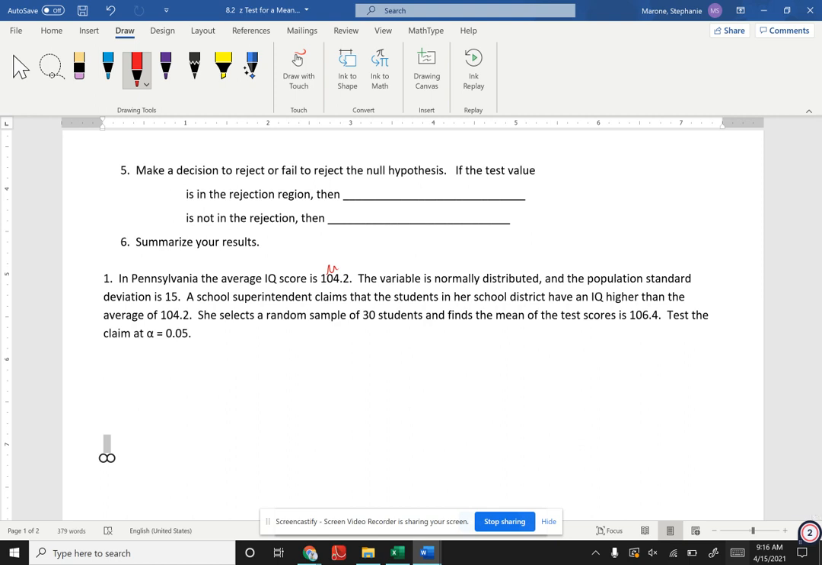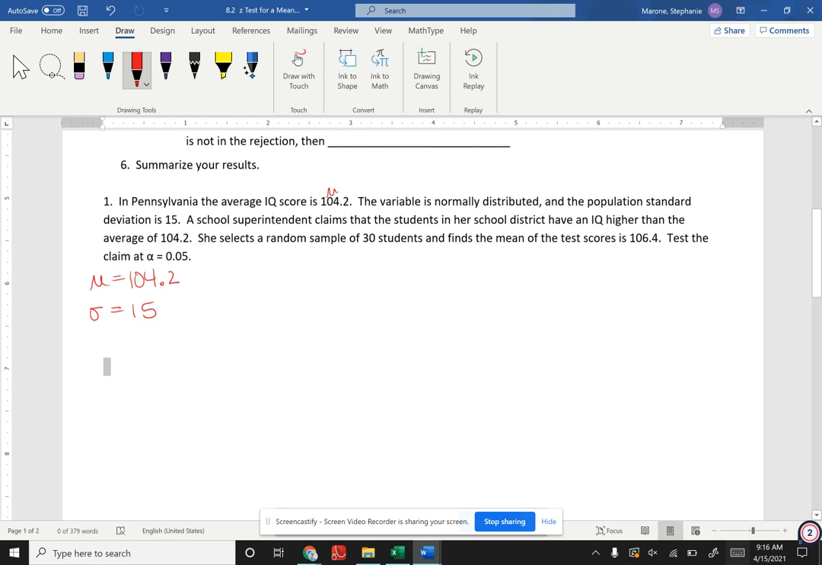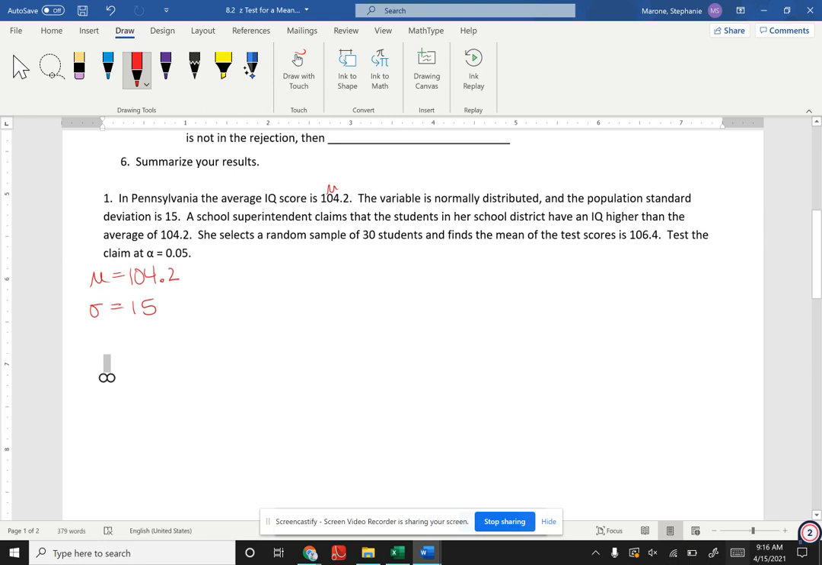Sorry. So the population mean is 104.2. And the population standard deviation is 15. A school superintendent claims that the students in her school have an average IQ higher than the average of 104.2.